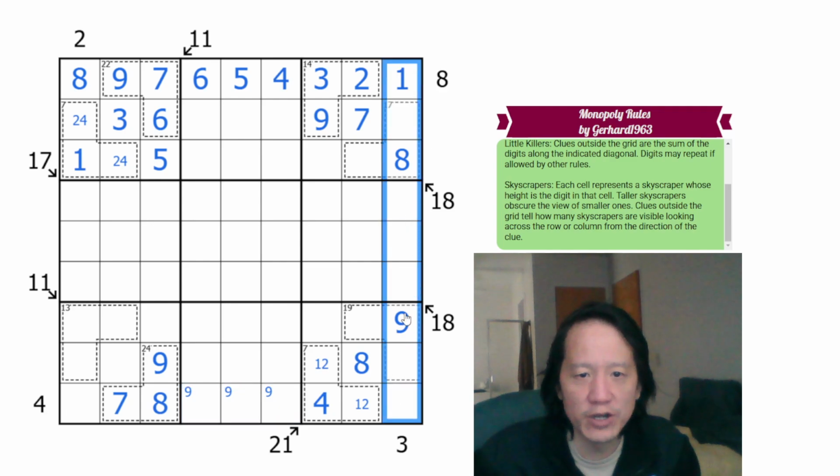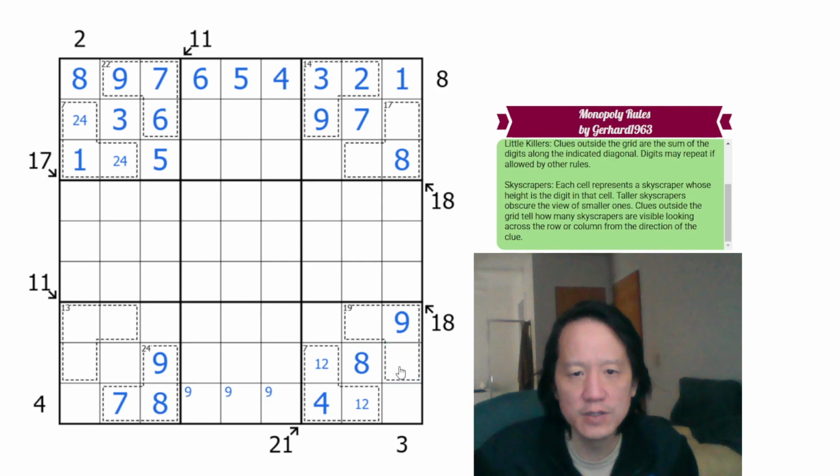The skyscrapers seen this way are 3. And once it sees the 9, it can't see anything past that. So this must be 9, obviously. And therefore, it sees 2 other skyscrapers here. So this digit must be smaller than this one. Well, what can this be? This can be at most 7 because the 8 is there. So this is at most 7. And therefore, this is at most 6.